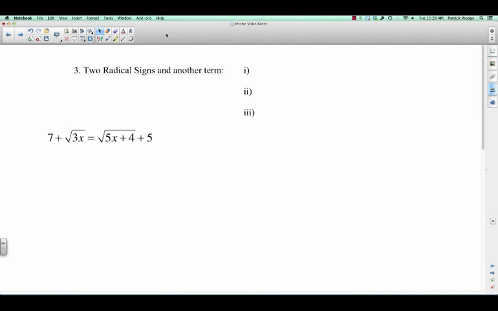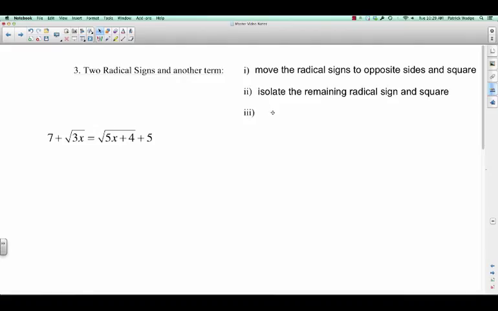Okay, so here's the steps first of all. You're going to move the radical signs to opposite sides and square. You're going to isolate the remaining radical sign because there's still going to be another one left and square again. And then you're going to check for the extraneous roots like we always do. Alright, so we're going to get the radical signs to opposite sides. We already have that. We have them on the opposite sides, and we're going to square.